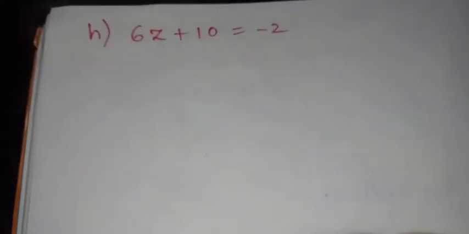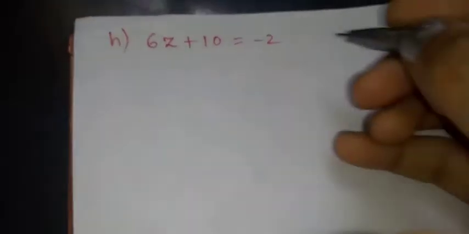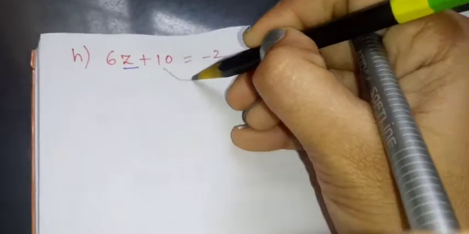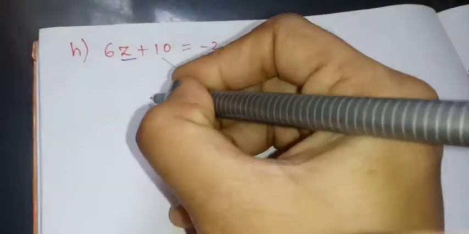This is your H problem: 6z plus 10 is equal to minus 2. So what do you have to find now? You should find the value of z. Now I am going to shift this plus 10 towards that side. So what will it become? Plus 10 will become minus 10.